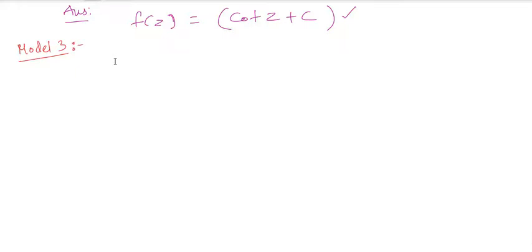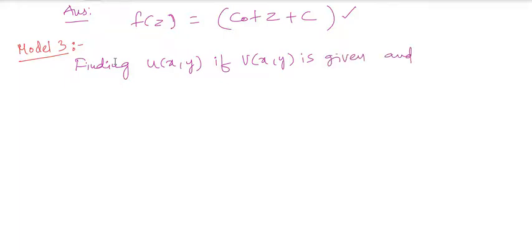Model 3. Here you will find u of x comma y if v of x comma y is given, and similarly v of x comma y if u of x comma y is given.